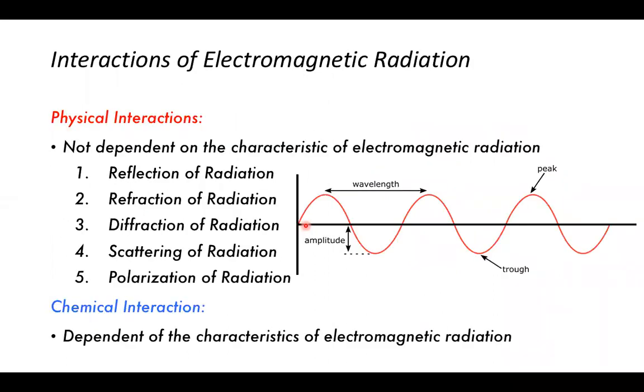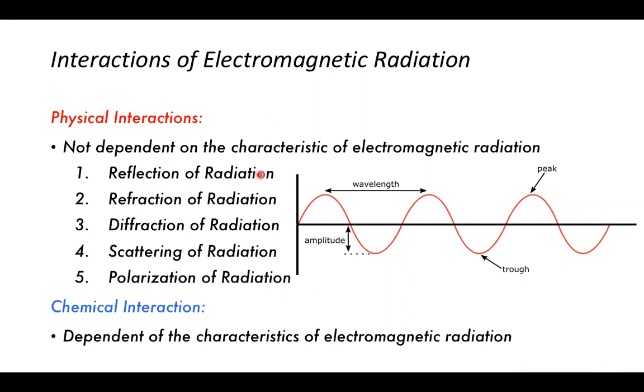So, interactions of electromagnetic radiation. We have physical interactions, which are not dependent on the characteristics of the wave of the electromagnetic radiation, and chemical interactions, which are dependent on the characteristics of the electromagnetic radiation. The physical interactions are things like reflection, refraction, diffraction, scattering, and polarization, which we will talk about in detail. And the chemical interaction is sort of like the absorption process, which might happen during a UV-vis measurement.